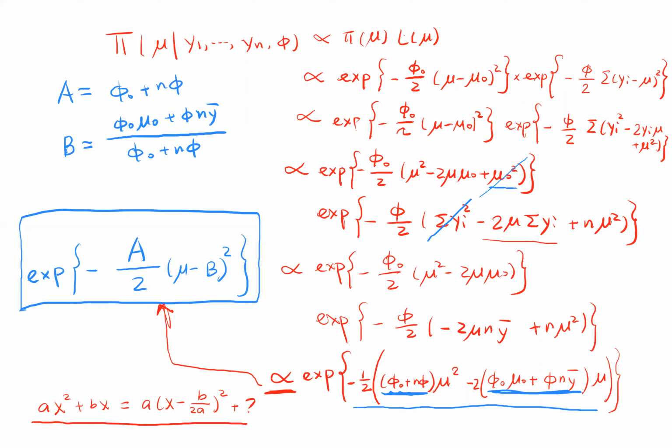So we know because of completing the square, say ax squared plus bx, you pull the a out, and then you account for the fact that you pulled out the a, so you're going to have b over 2a here. Because we already have a 2 here, you just directly have phi0 mu 0 plus n phi n y bar over phi0 plus n.